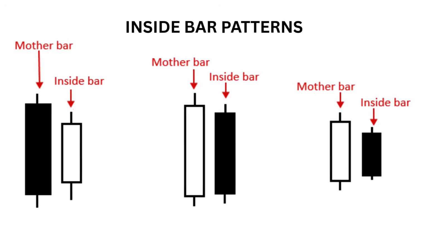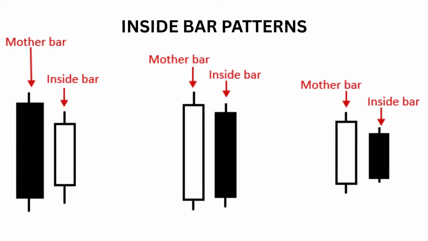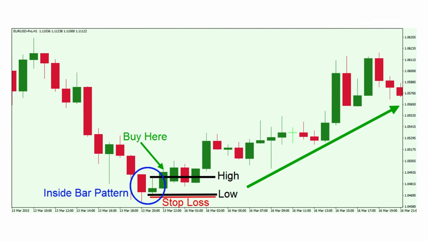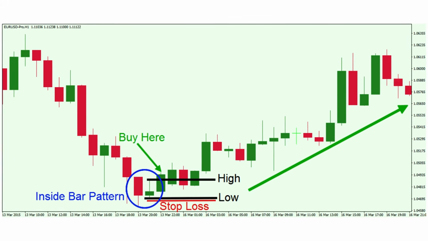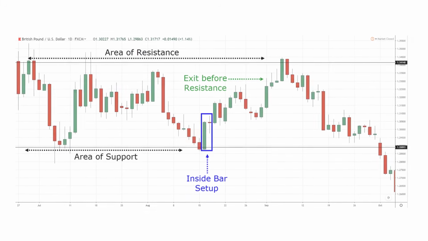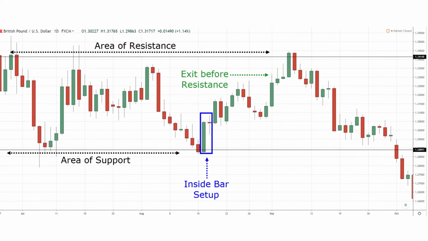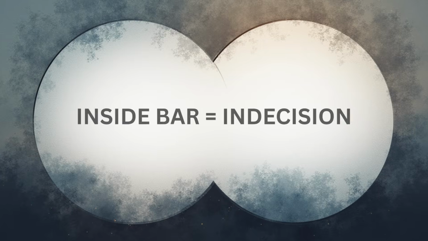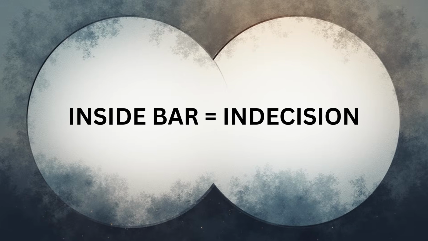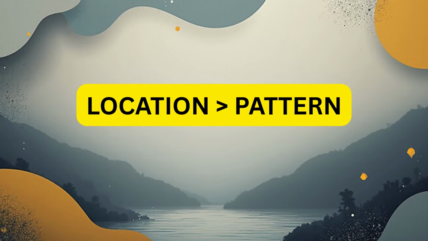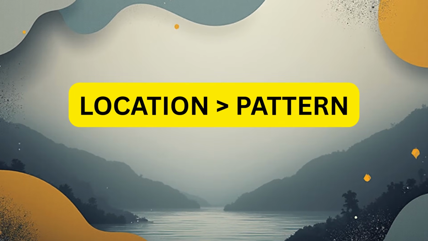Next, the inside bar, which shows indecision. These are all examples showing the inside bar pattern. In detail, I'll explain in upcoming videos. This is the area of resistance and the area of support they are showing in the video. Inside bar is indecision, and the location should be greater than the pattern.